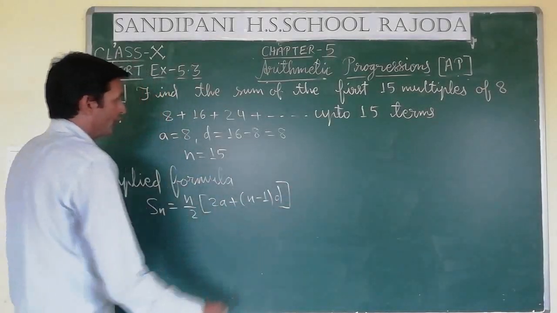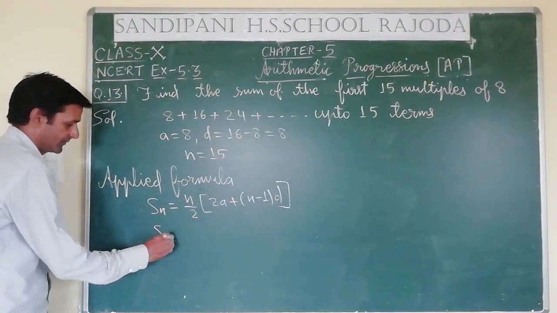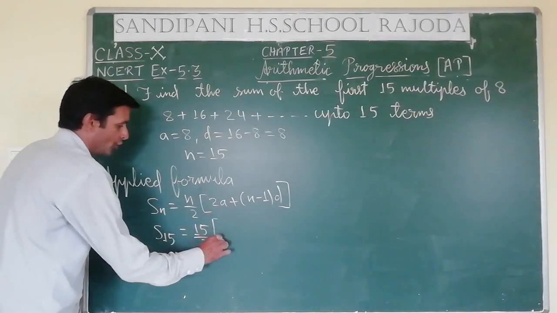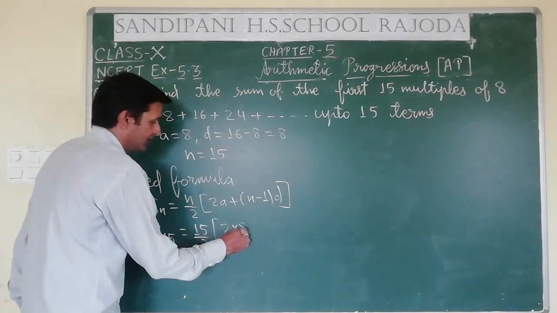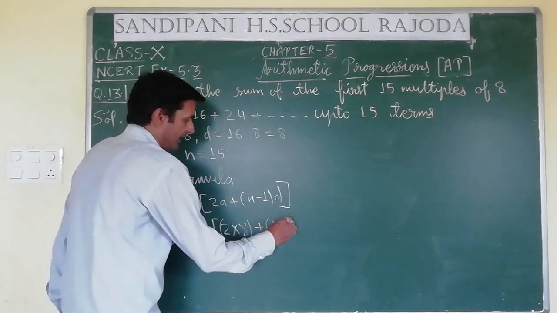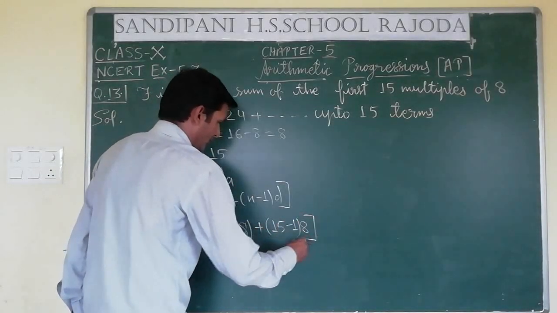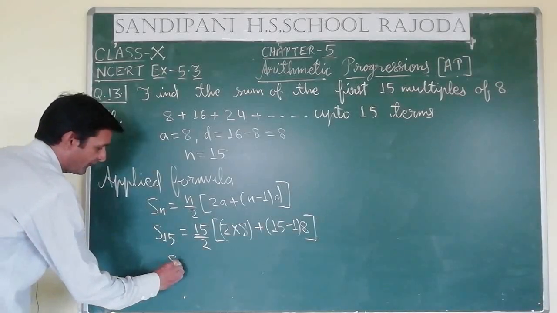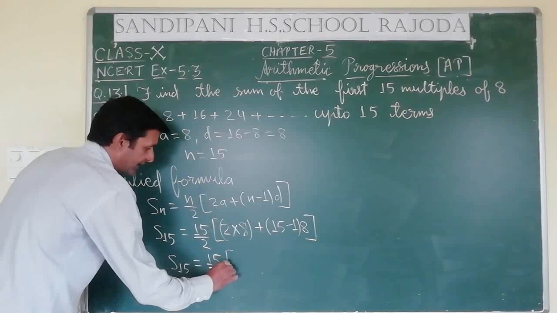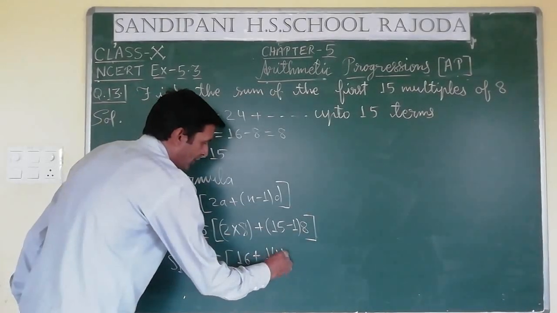Here what we have to do is put the values of a, d and n. So the sum of 15 terms is equal to 15 by 2 into 2a, meaning 2 into 8, plus n minus 1, meaning 15 minus 1, into d. The common difference is 8. So the sum of 15 terms is equal to 15 upon 2, and in the bracket 2 eights are 16 plus 14 into 8.